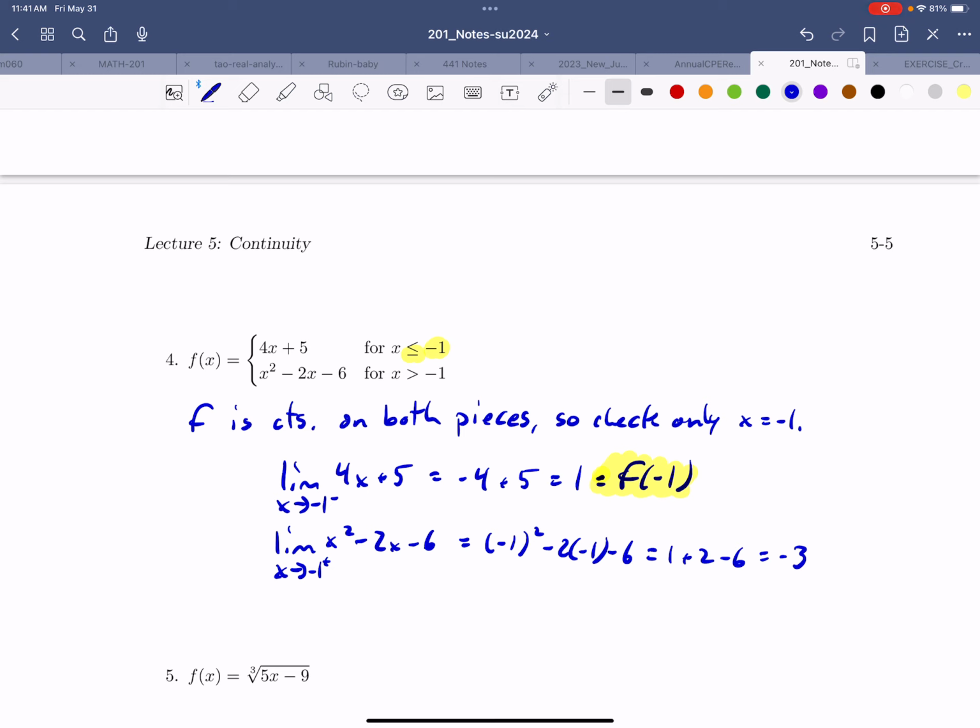You see how these two limits do not equal each other? So the limit as x approaches -1 of f of x does not exist. So f is not continuous, or discontinuous, at x equals -1. And then the question is, what kind of discontinuity is it? Well, let's try to draw the graph and see what we get.